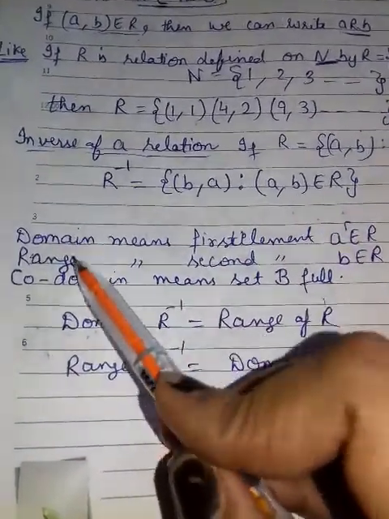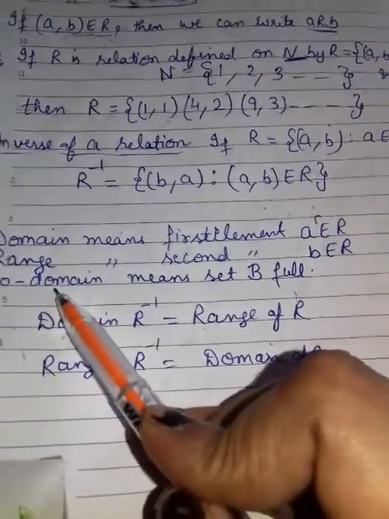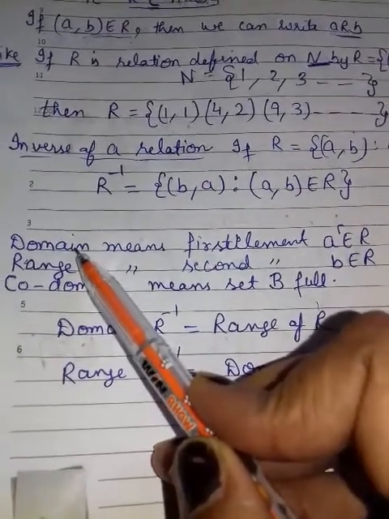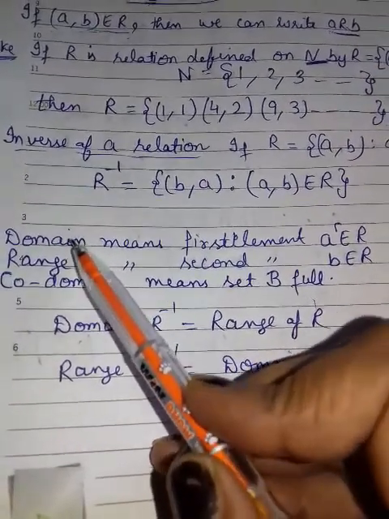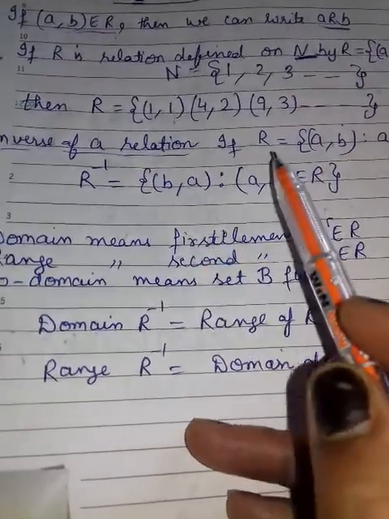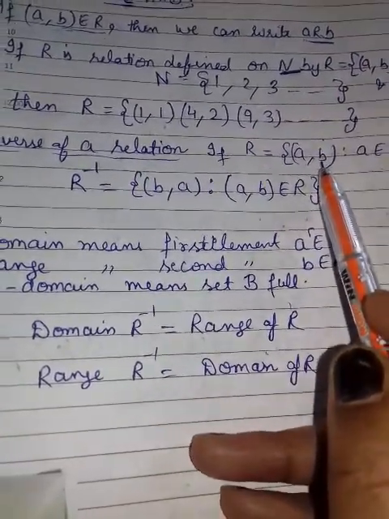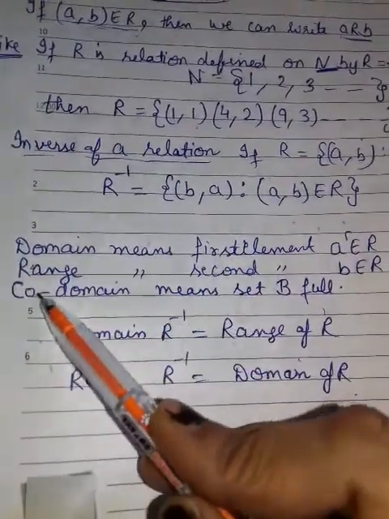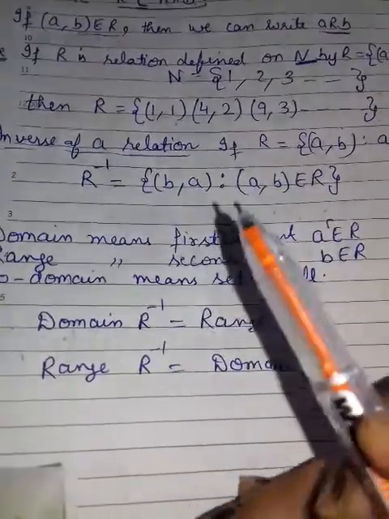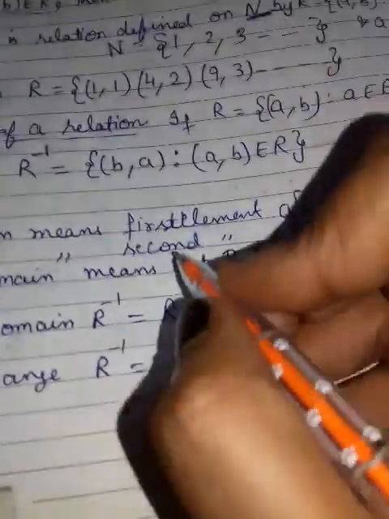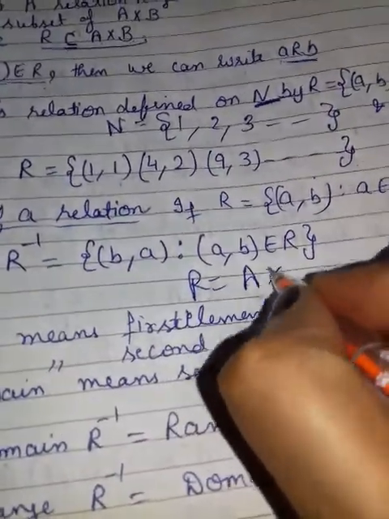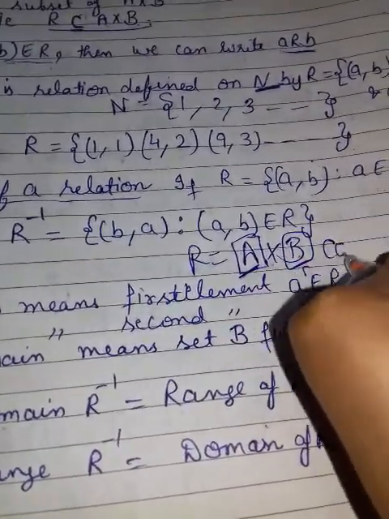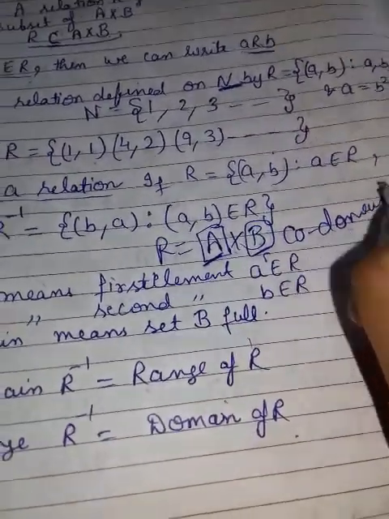Now you know about domain, range and codomain. We discussed them in class 11th. Domain means where the function is defined, where we are getting the value of the function. Domain means the first elements of the ordered pairs, and range means the second elements of the ordered pairs. Codomain means all the elements which are in set B. If R is from A cross B, then all the elements of A are your domain, and B is the codomain. What are you getting in range?